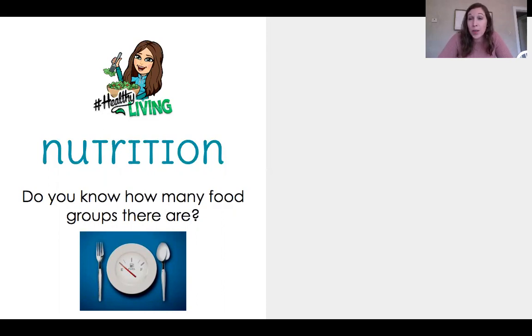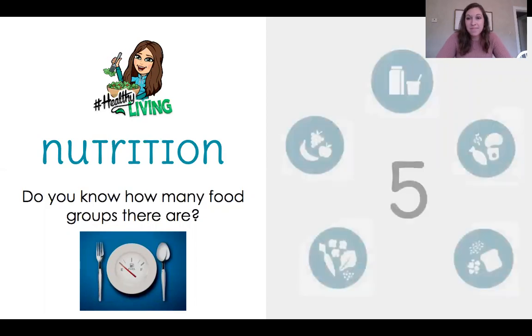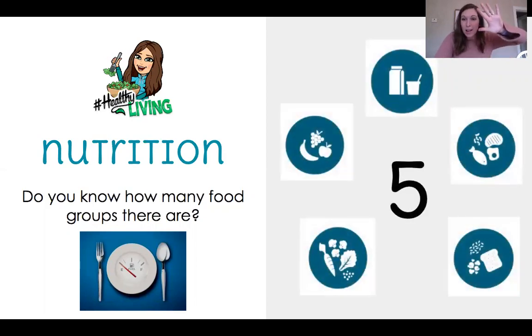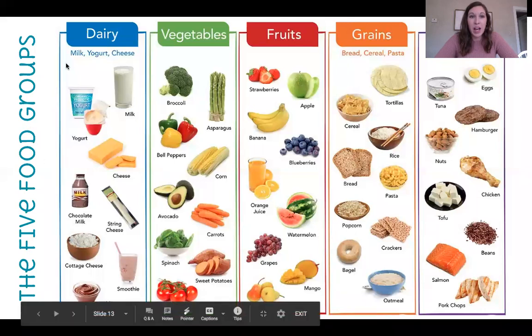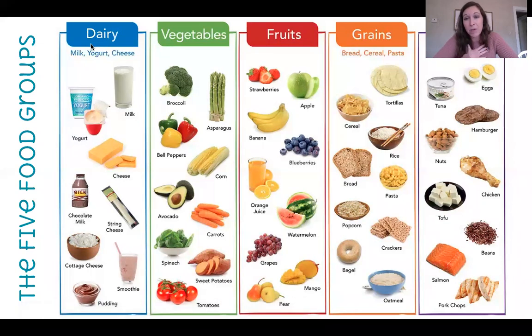Did you know that there are actually different food groups? Do you know how many food groups there are? Take a guess. There are five food groups. We are going to learn the names of each food group. Okay, I want you to repeat after me. So I will say the name of a food group, and I want you to say it back to me.